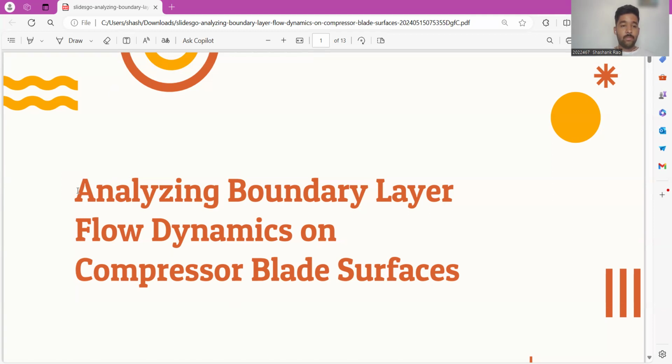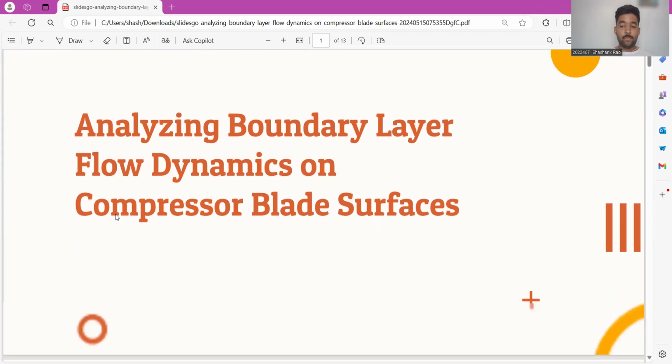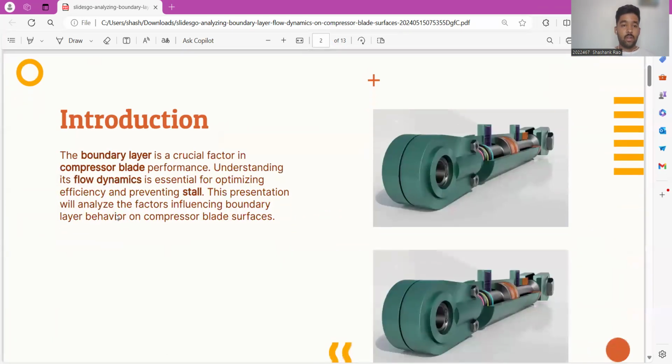The topic I've chosen for the Tech Talk video presentation is compressor blade surfaces and their flow dynamics. Analyzing boundary layer flow dynamics on compressor blade surfaces. The boundary layer is a crucial factor in compressor blade performance.